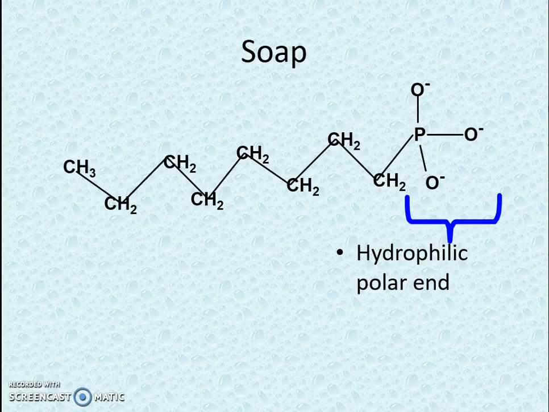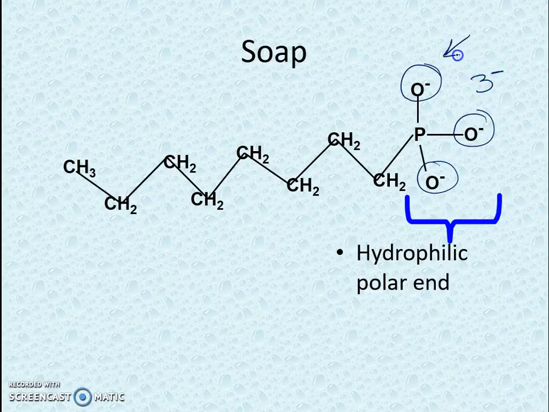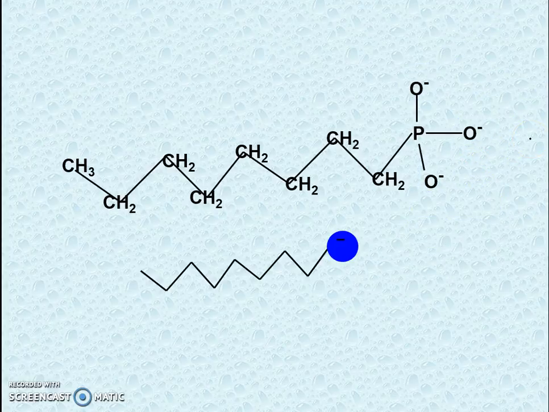And that hydrophilic polar end is going to be polar because of these oxygens on the phosphate. That phosphate has these oxygens, which give it an overall -3 charge, and that's going to pull on the slightly positive ends of the water molecules. It's going to pull them in nice and close. Okay. All right, so this is what your soap molecule would look like.